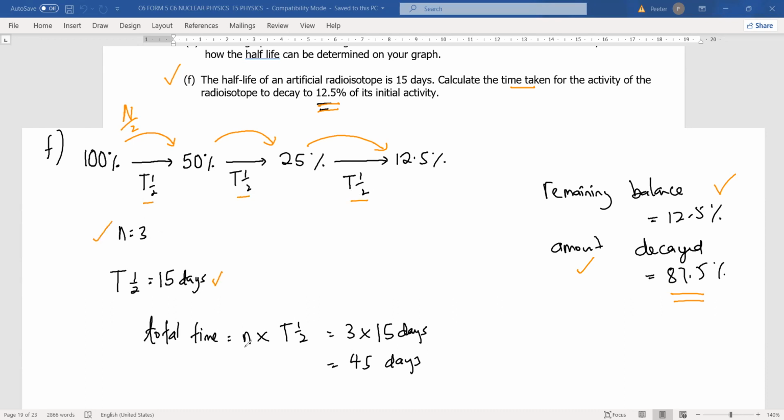So the total time should be the number of half-lives times the half-life time. So, 45 days. This is the way to answer this question.